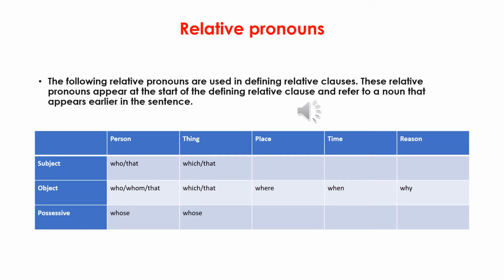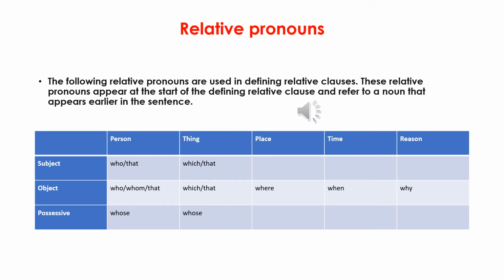Relative pronouns. The following relative pronouns are used in defining relative clauses. These relative pronouns appear at the start of the defining relative clause and refer to a noun that appears earlier in the sentence. So we have relative pronouns for subject, object, and possessive.